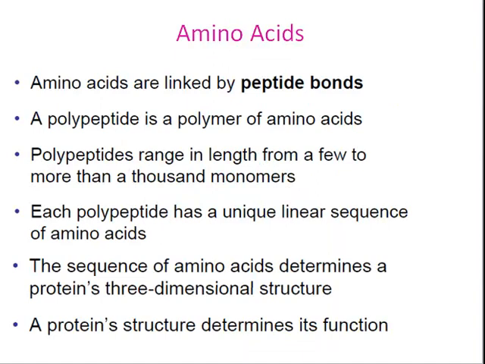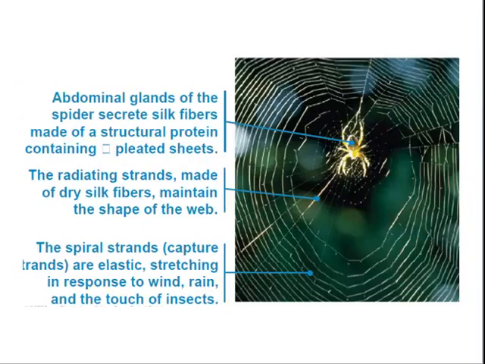So amino acids are linked by peptide bonds. A polypeptide is a polymer of amino acids. Polypeptides range in length from a few to more than 1,000 monomers. Each polypeptide has a unique linear sequence of amino acids. The sequence of amino acids determines the protein's three-dimensional structure, and a protein's structure then determines its function.